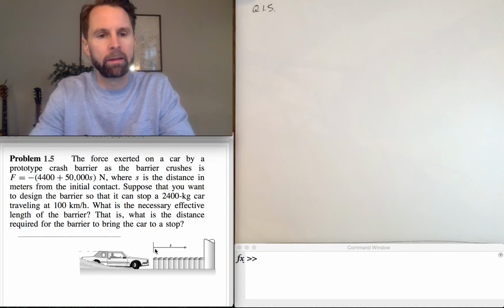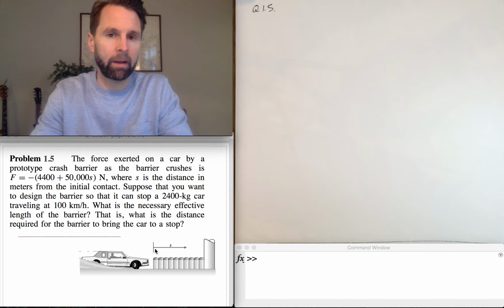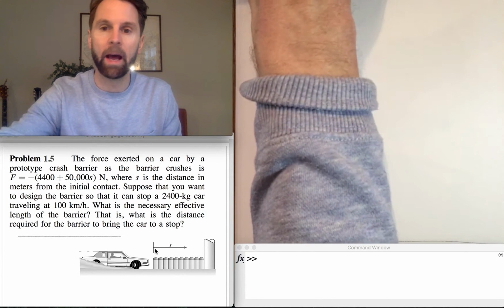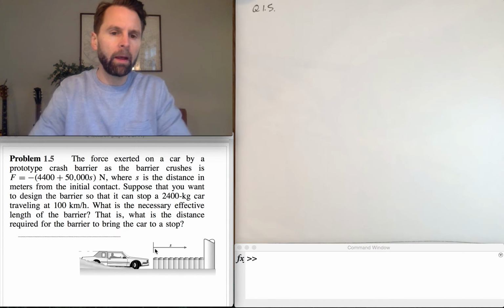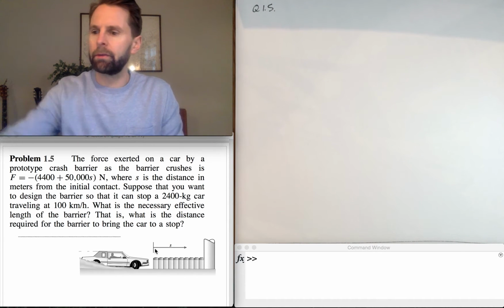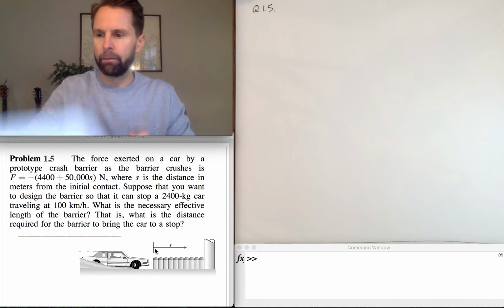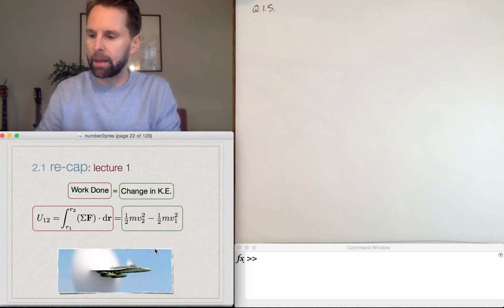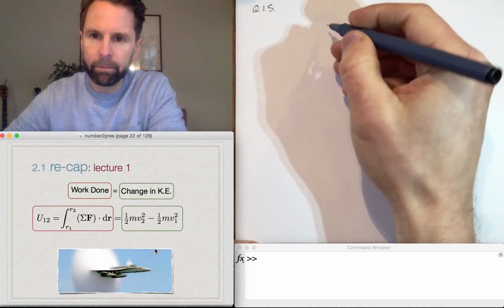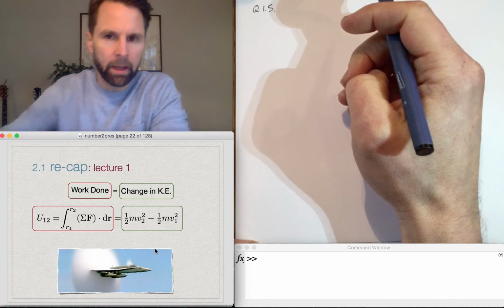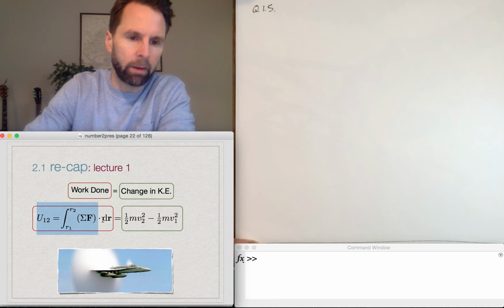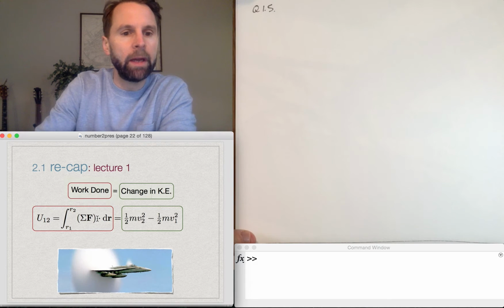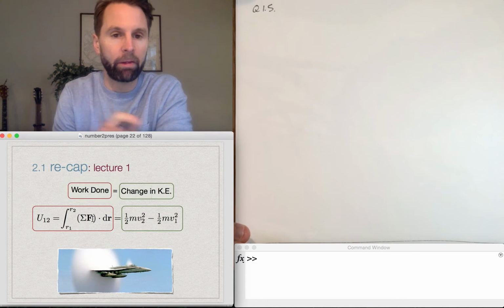from the initial impact. So in this example, unlike the previous example I went through, question 1.2, the force is varying and it's a function of position. So let us just remind ourselves of the lecture notes, which tell us that the work done is equal to the change in kinetic energy, and this is our general expression for work done. So when the resultant force is a function of position, we have to integrate it over the path that it's acting.